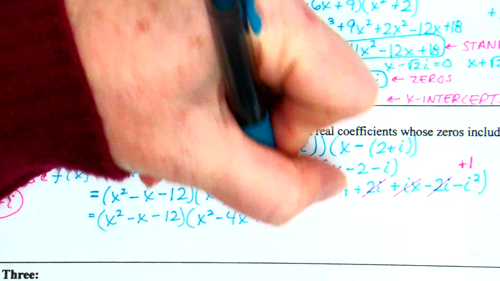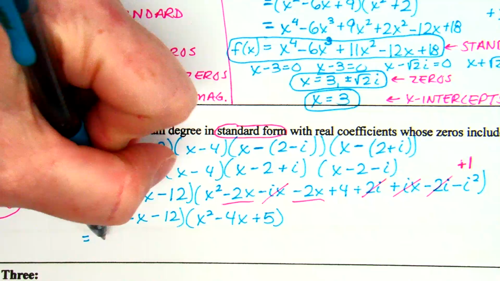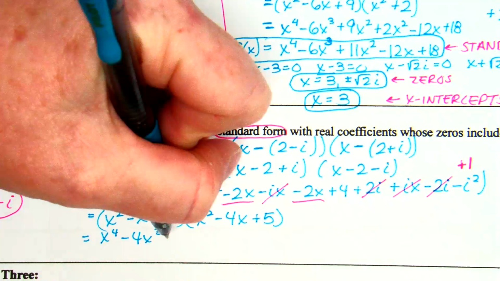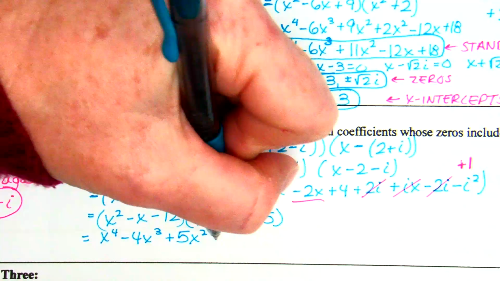Good news, all of my i's are gone. And now we're multiplying two trinomials again. Okay, I'm going to follow the same process. x squared from the first times everything in the second. x to the fourth minus 4x cubed plus 5x squared. Minus x from the first times everything in the second.